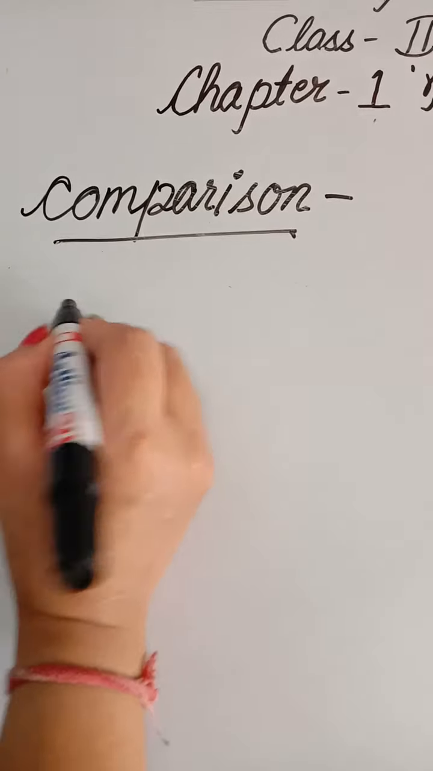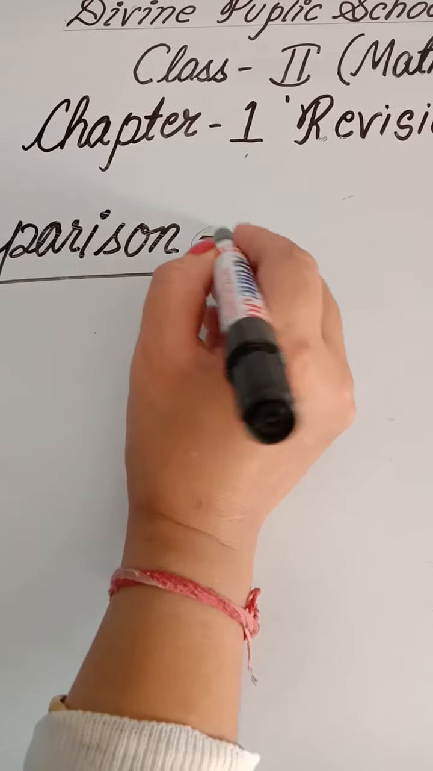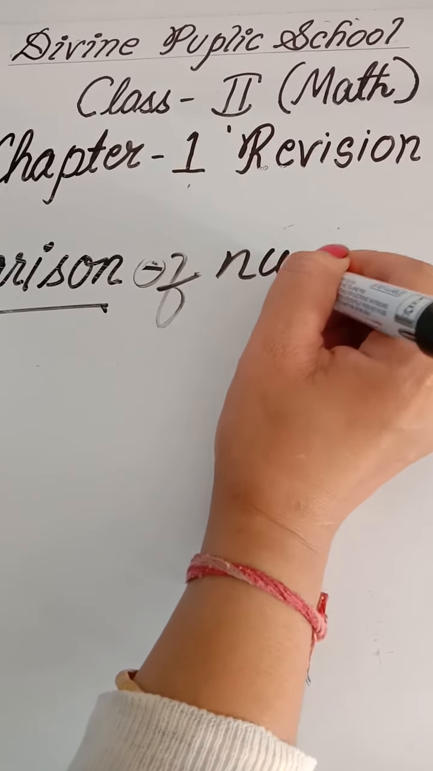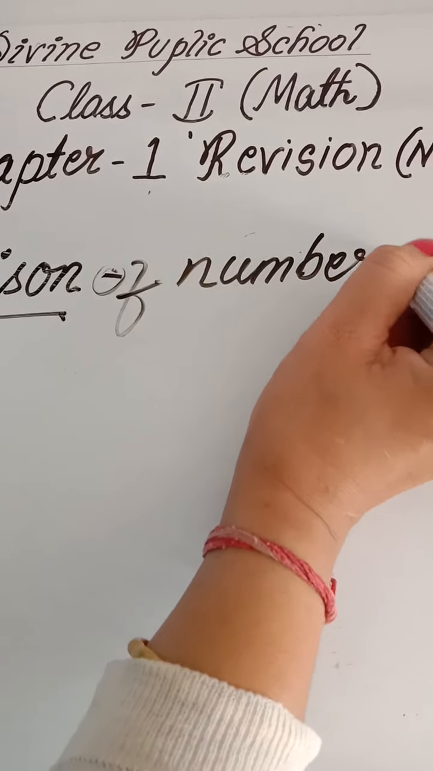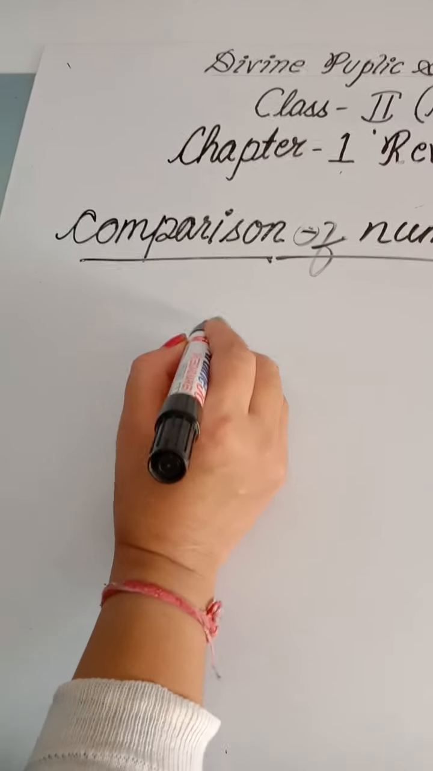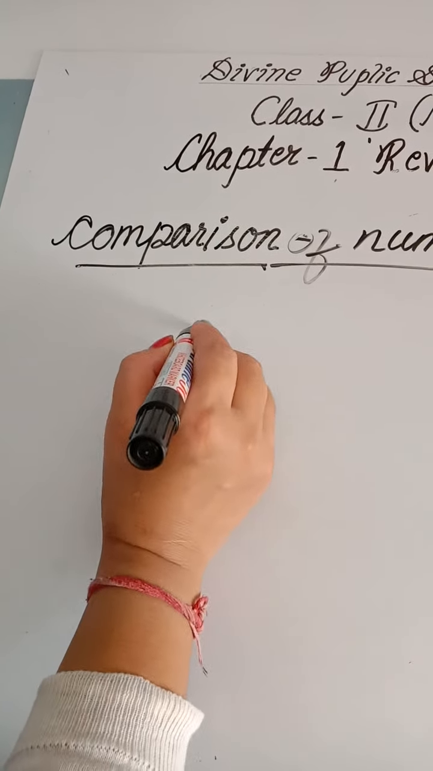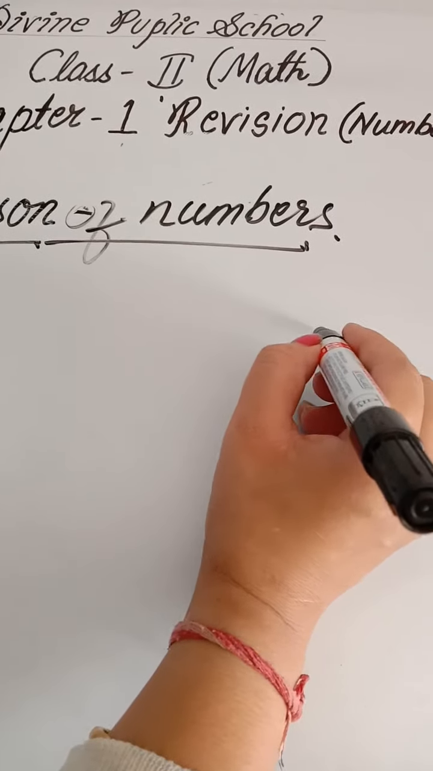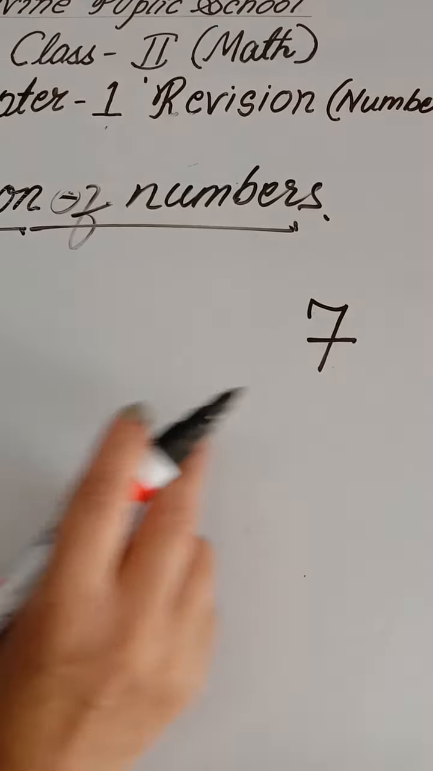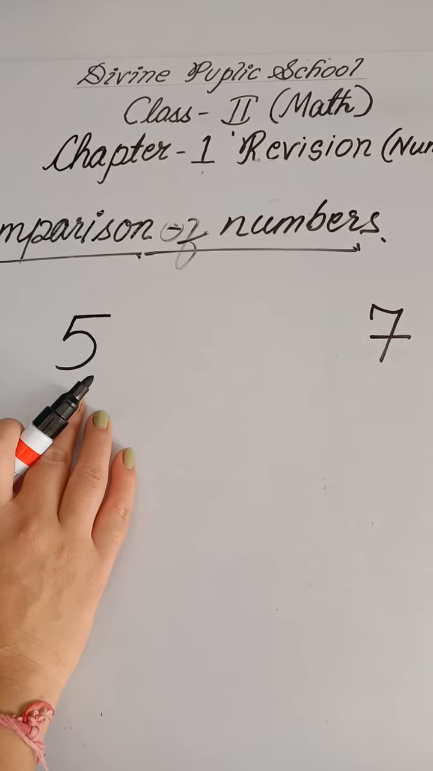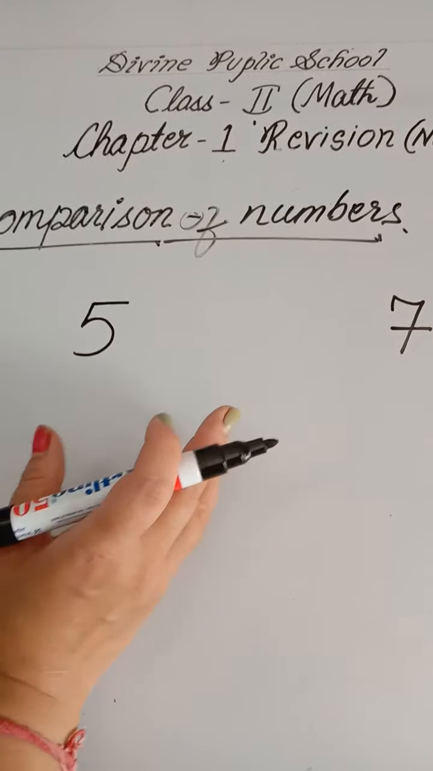Now see the examples. Comparison of numbers. That means to compare a number between two numbers, right? So let's take an example. One number is 5 and another number is, let's take an example of 7. One is 5 and another one is 7. So look at here, what exactly a comparison of numbers is.